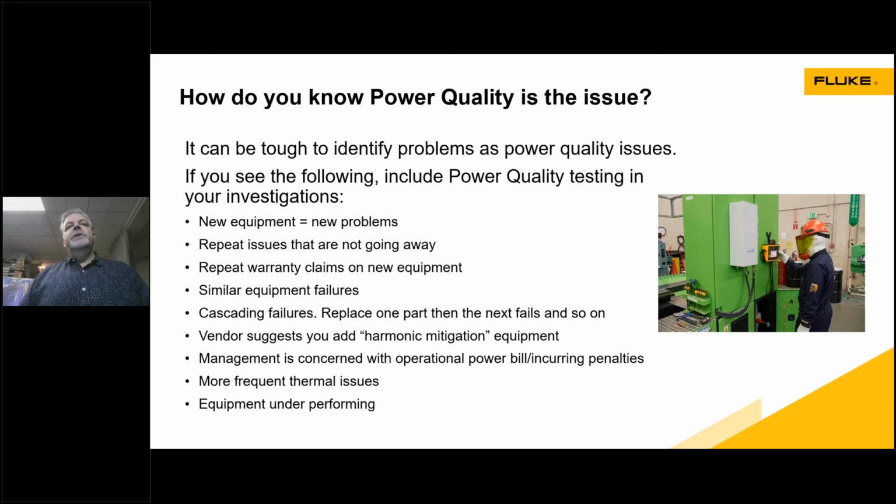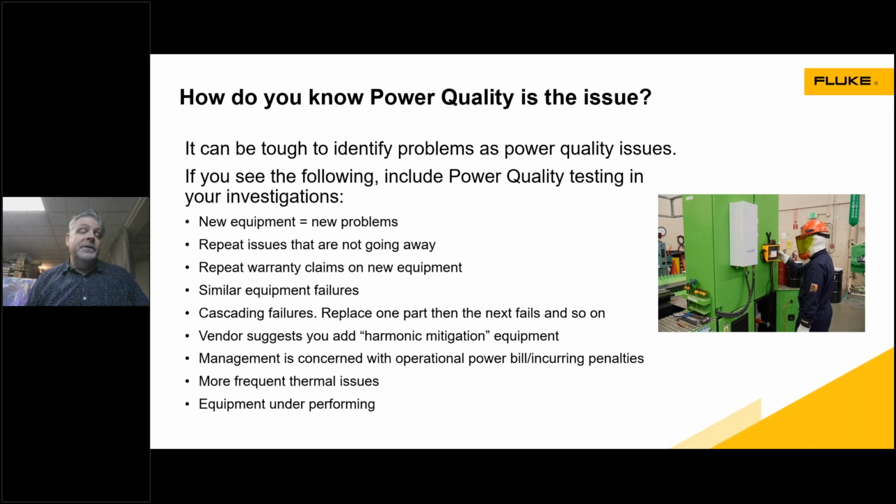So how can you determine if power quality is the issue? If you have new equipment installed, you will probably be generating in some way, shape, or form new problems. They may not be big, but as you add new equipment, the problems may cascade or take you down a path of being an issue. Repeat issues that aren't going away, warranty claims on new equipment, similar equipment failures, cascading failures where you replace one part and then the next part fails and then the next part after that fails.